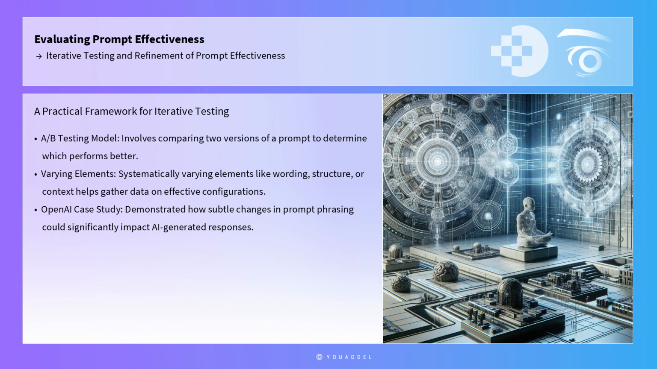A practical framework for iterative testing is the A/B testing model, which involves comparing two versions of a prompt to determine which performs better. By systematically varying elements of the prompt, such as wording, structure, or context, professionals can gather data on which configurations yield the most effective results. For example, a case study conducted by OpenAI demonstrated how subtle changes in prompt phrasing could significantly impact the specificity and accuracy of AI-generated responses.